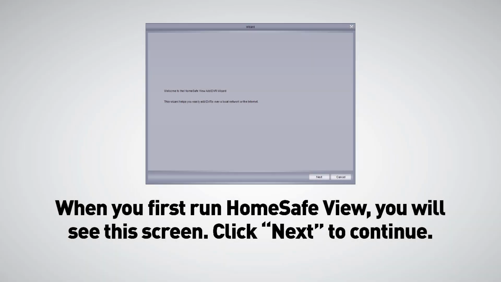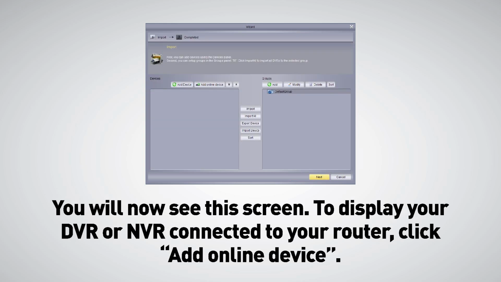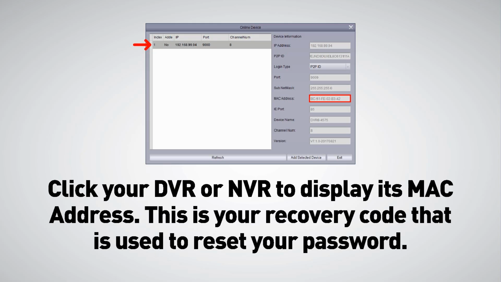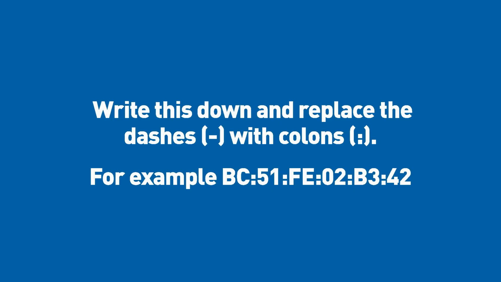When you first run HomeSafe View, you will see this screen. Click Next to continue. You will now see this screen. To display your DVR or NVR connected to your router, click Add Online Device. If your DVR or NVR does not appear, check that your device is connected to your router using the supplied Ethernet cable. Click your DVR or NVR to display its MAC address. This is your recovery code that is used to reset your password. Write this down and replace the dashes with colons, as shown in this example.